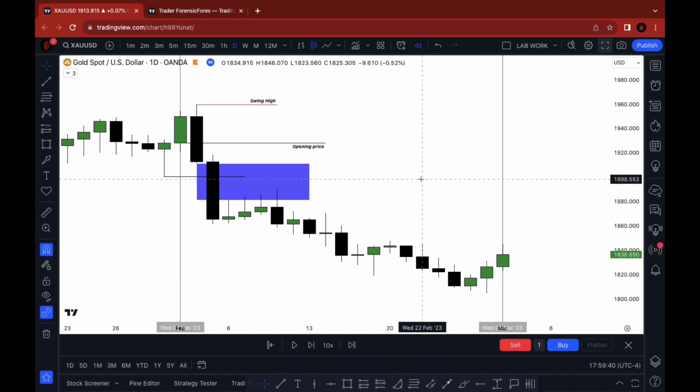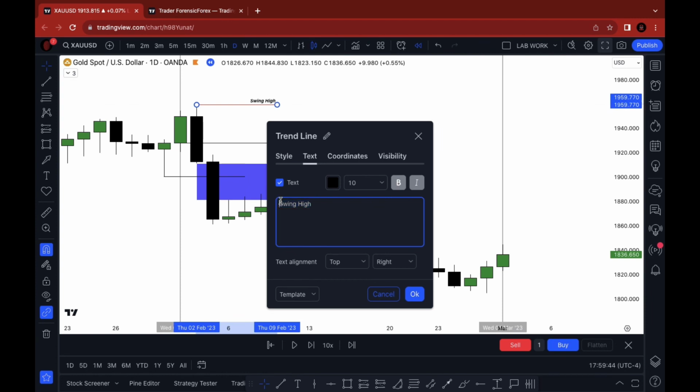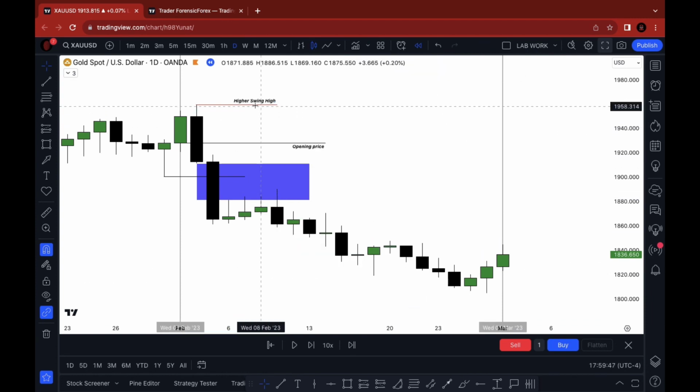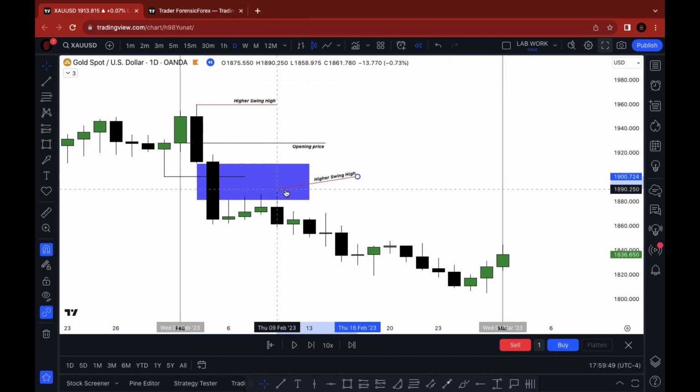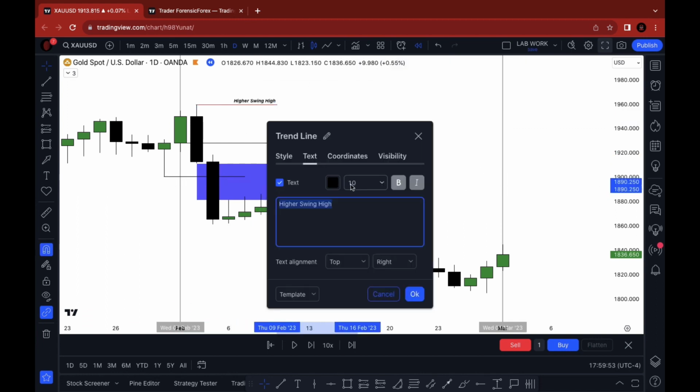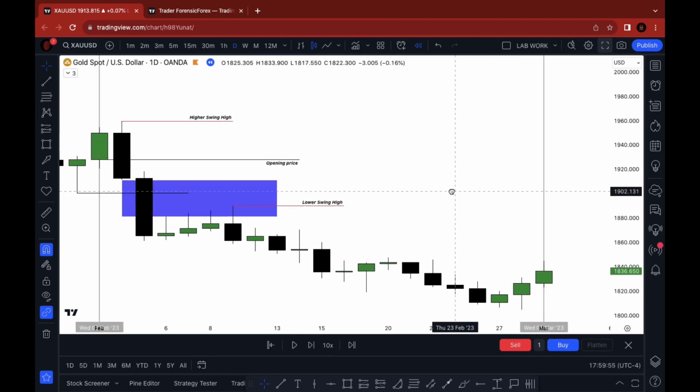We can also see there are lower swing highs in the marketplace. So if we were to consider this the highest swing high for the month, we can also see there are lower swing highs forming. This is a lower swing high formation.